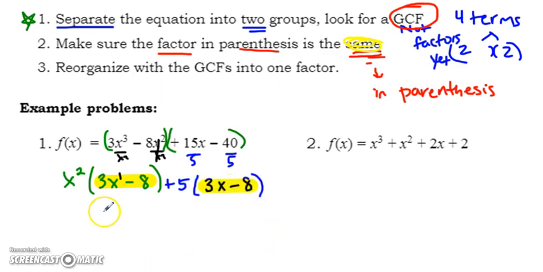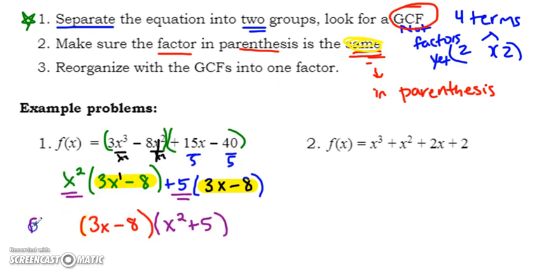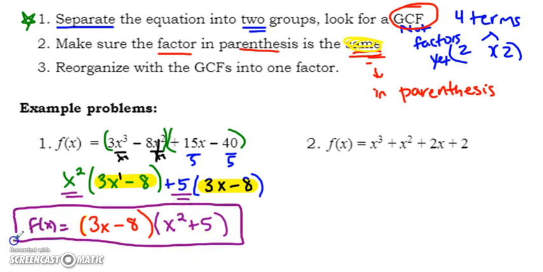So the factor that's in parentheses, that we definitely know is one of the factors, is 3x minus 8. 3x minus 8 is a factor. The other factor: x squared and 5 were GCFs, greatest common factors. So we can put them together in our second factor. And then this is the answer. This is the fully factored degree 3 polynomial, okay?